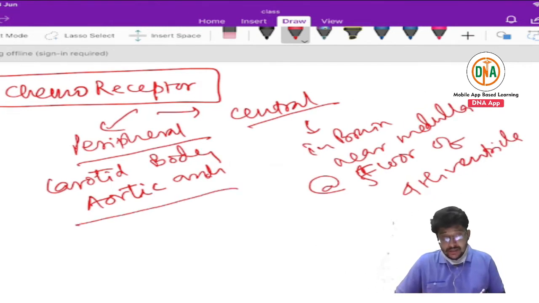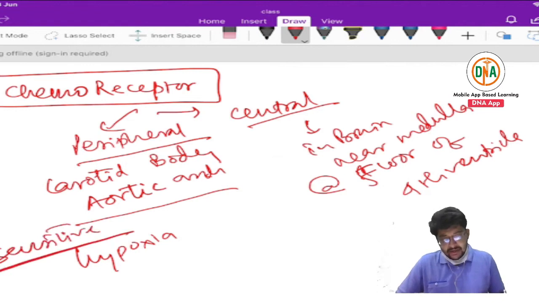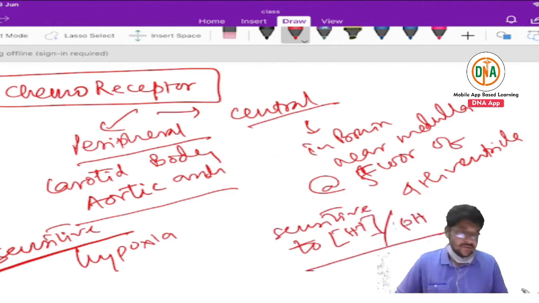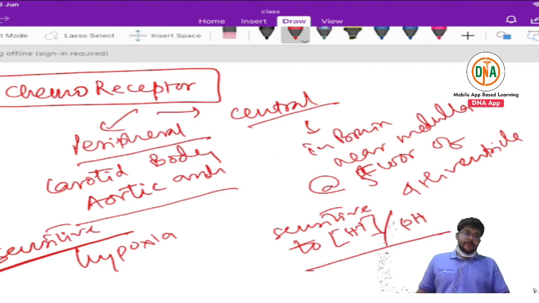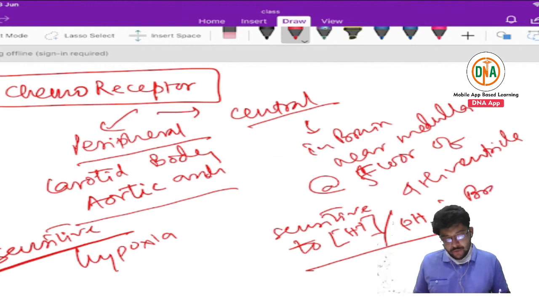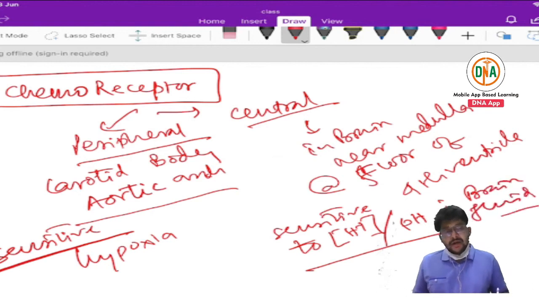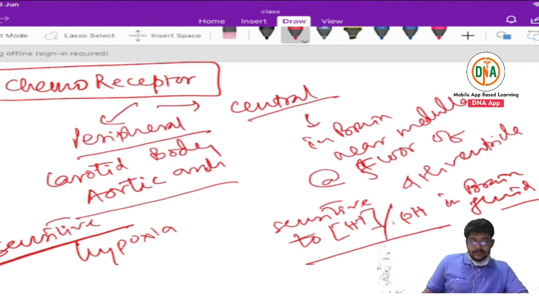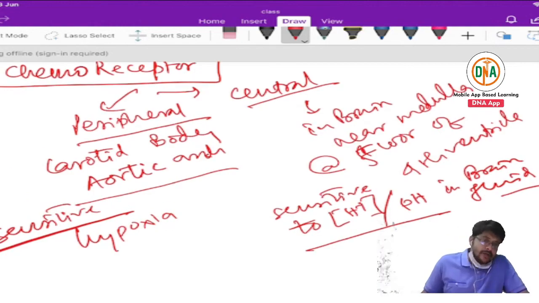Peripheral chemoreceptors are sensitive to hypoxia. This is very important. They are sensitive to hypoxia, whereas central chemoreceptors are sensitive to the concentration of H plus, which basically means the pH. Concentration of H plus is proportional to pH because pH is the negative logarithm of the same thing. So in the brain fluid, meaning CSF, or brain interstitial fluid, these are the central chemoreceptors and the peripheral chemoreceptors.